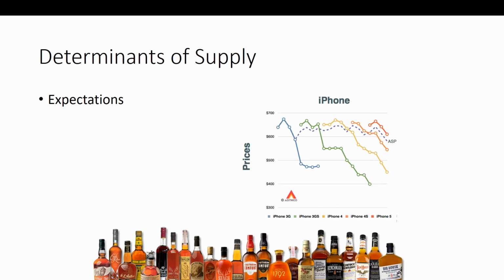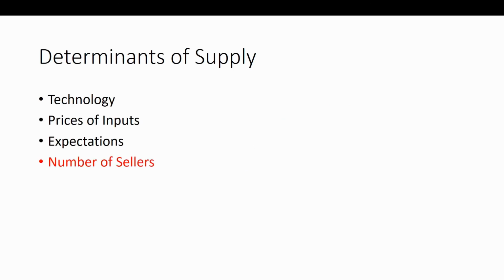Another part of expectations is in the bourbon market. For bourbon, it takes a minimum of 7 years to age to be considered bourbon. So they need to actually understand the market 7 years from now and predict what it's going to look like so they know how much bourbon they need to make. They need to barrel for 7 years so it can be released. So they have a whole other level of expectations that they need to determine their supply.